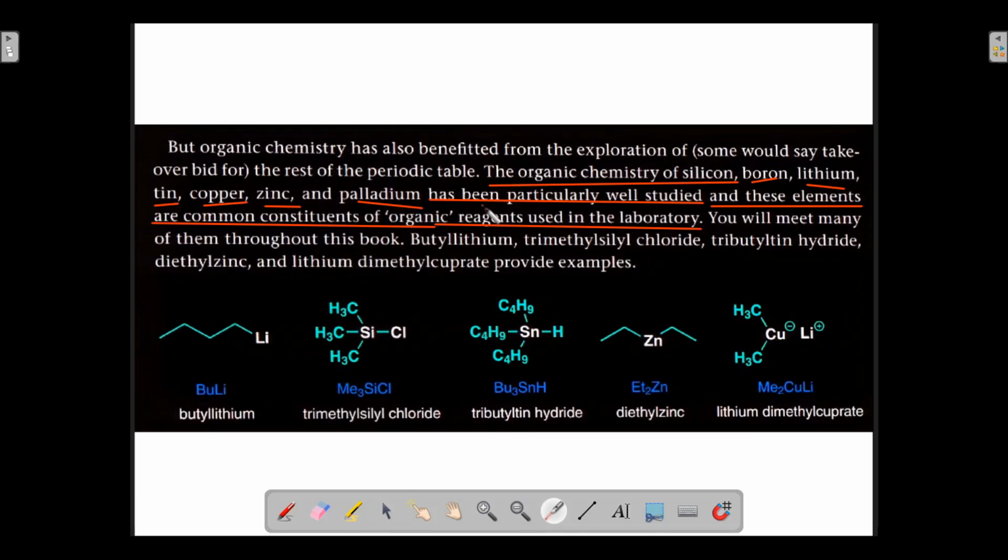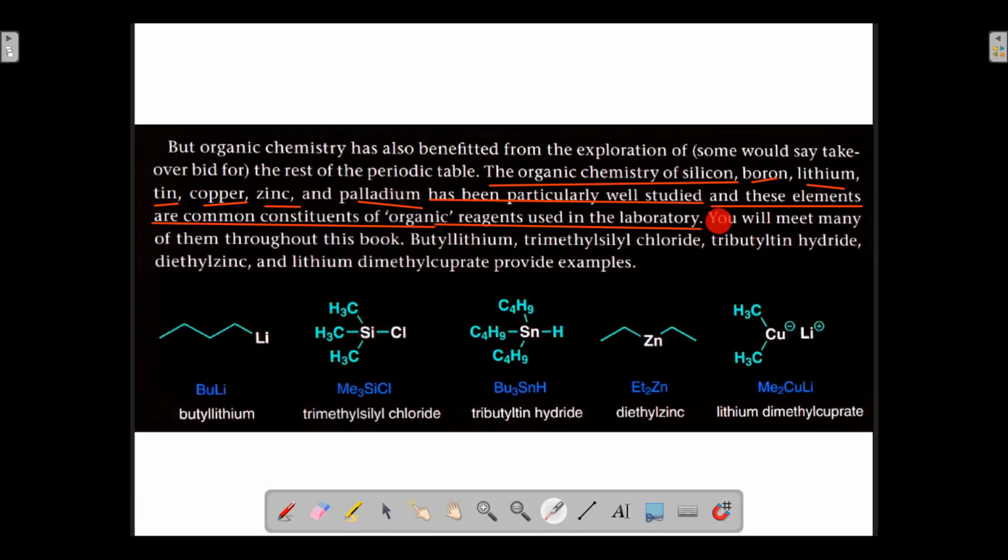They have been well studied in organic chemistry because of forming compounds containing carbon and hydrogen, and along with that, these elements are also present in that compound. The organic chemistry of these compounds has been particularly well studied, and they are common constituents of organic reagents used in the everyday laboratory. Organic reagents often contain silicon, boron, lithium, tin, copper, zinc, and palladium.